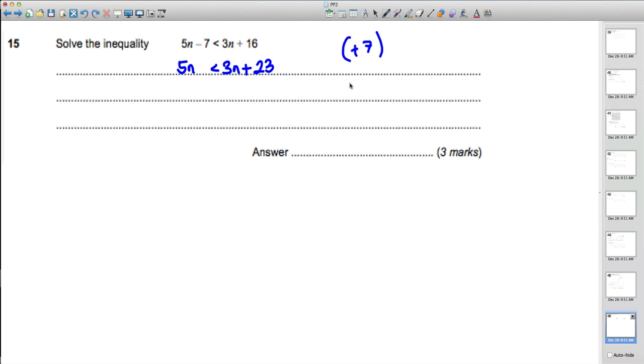Then subtract the 3n off both sides to get the n together. 2n is less than 23. And then divide both sides by 2. n is less than 23 over 2, which is 11.5. n less than 11.5 is your answer. Not n equals 11.5. Keep the inequality in with the final answer.